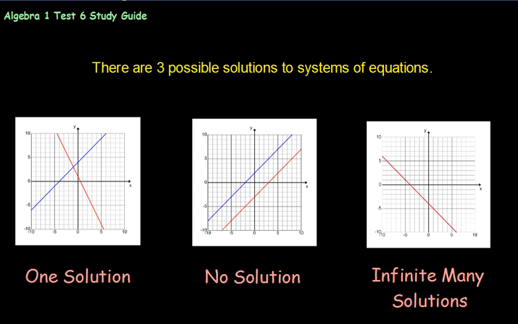Last thing to mention here is that there are 3 possible solutions, and we'll refer back to this. Basically, if you graph 2 lines, there are 3 possibilities. Maybe those 2 lines cross at one place. Maybe they don't cross at all because they're parallel. Or a third possibility, and it's hard to see on this, is that you graph a line and then you graph the same line right on top of it. And we'll explain a little bit further on what that scenario means.